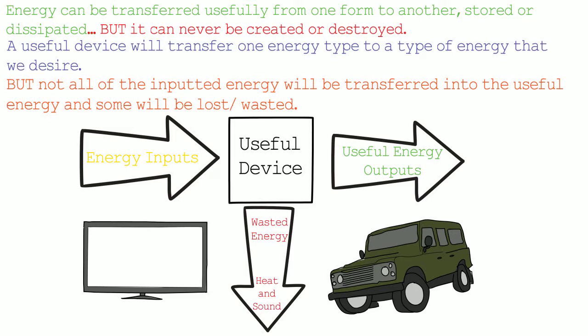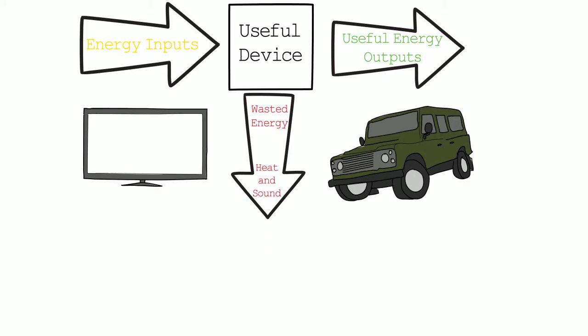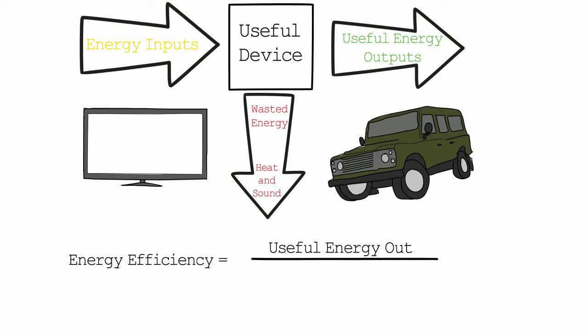A useful device will be more efficient the less energy that it wastes. We can work out the energy efficiency by using this formula. Energy efficiency equals useful energy out divided by total energy in times 100, which gives us a percentage efficiency.